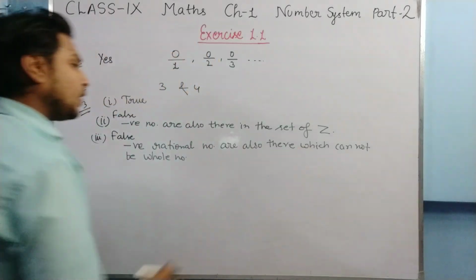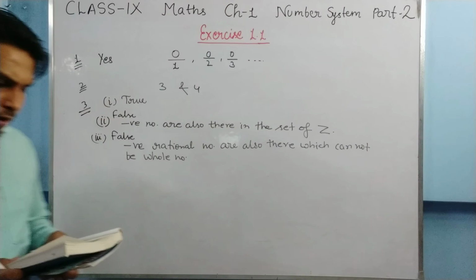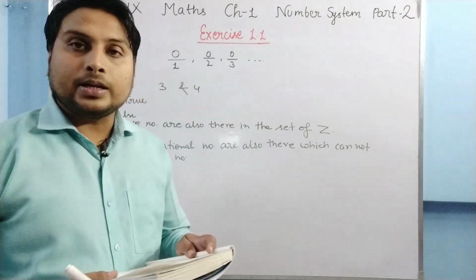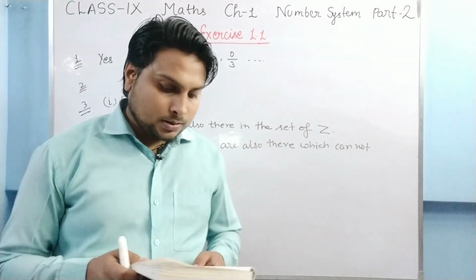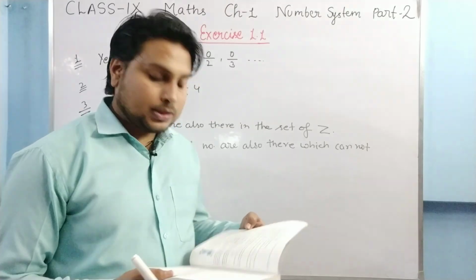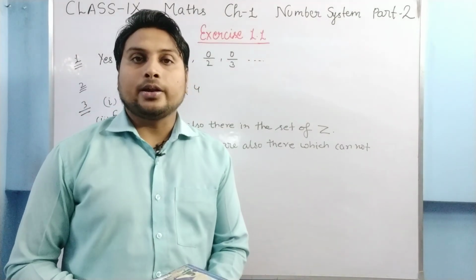Okay, so students, this was the exercise 1.1, which was very short and very simple. So that exercise you will do in your NCERT copy, and in the next class we will start our next topic, that is irrational numbers.